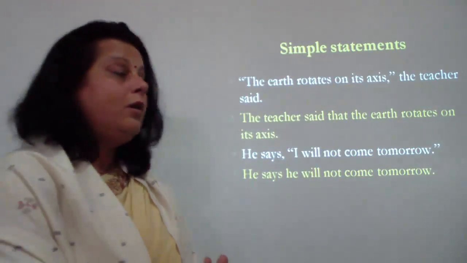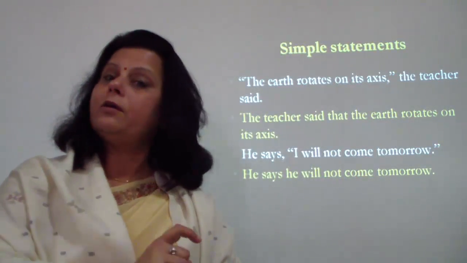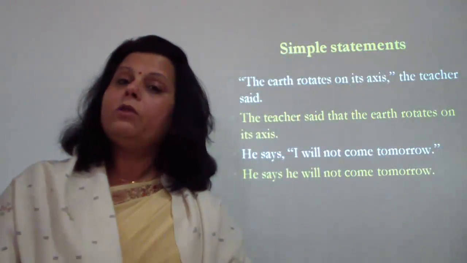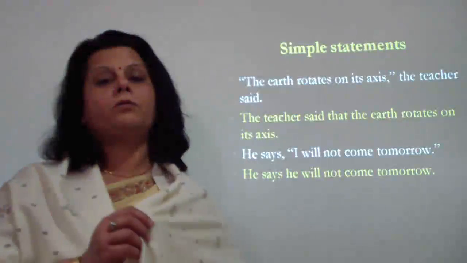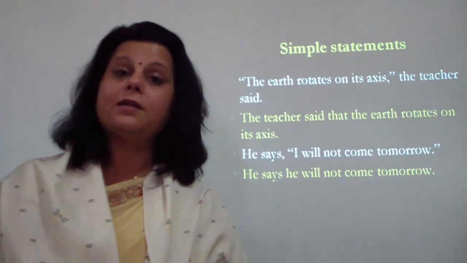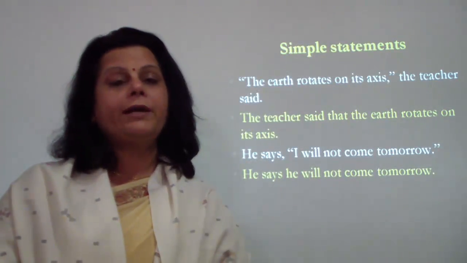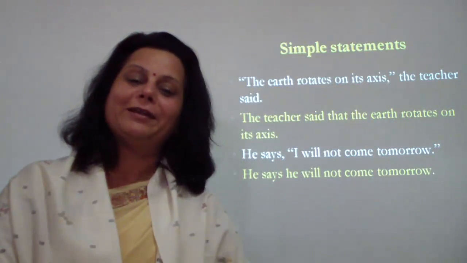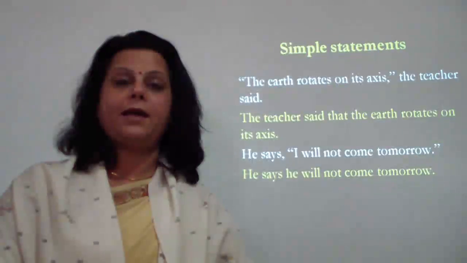Let's look at more. "The earth rotates on its axis," the teacher said. Now here we are talking about a universal truth. So even though the reporting verb is in past tense, the tense of the reported sentence does not change because it's a universal truth. The earth rotates on its axis. We cannot make it "the earth rotated on its axis." That cannot be done. So the teacher said that the earth rotates on its axis.